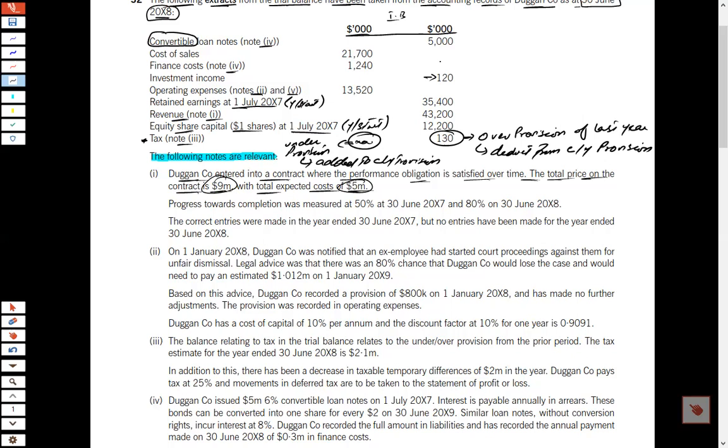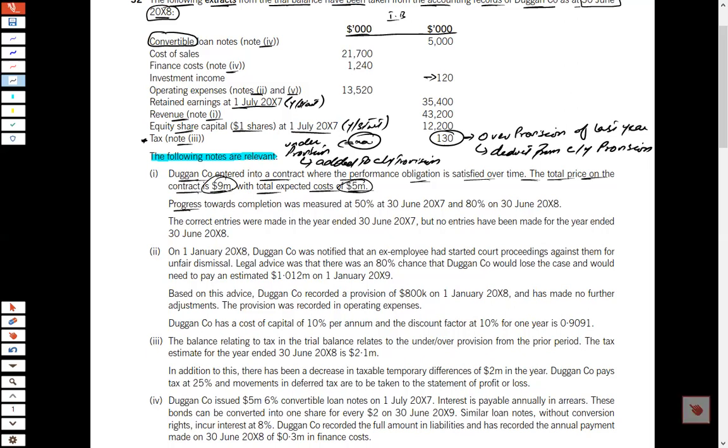But let's say instead of 9 million, we quoted a price of 4 million and expected total costs are 5 million. Now you can see it's a loss-making contract. Don't wait to record the loss year on year. Do record that loss immediately in year one when you have made this contract.